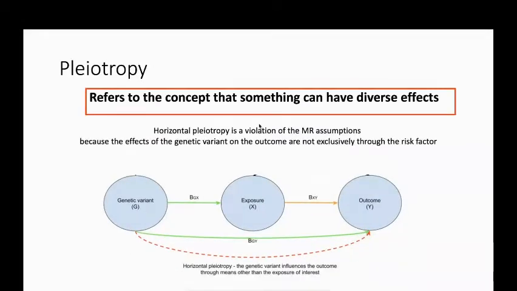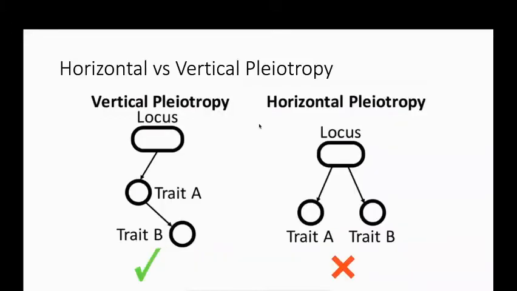And again, pleiotropy refers to the concept that something can have diverse effects. And we mentioned last session vertical pleiotropy and horizontal pleiotropy. Horizontal pleiotropy is a breach of an MR assumption, because we can see that the locus or the variant is associated with both trait A and trait B. Okay, so there are two ways this could be impacting the outcome, whereas with vertical pleiotropy, trait B is a downstream effect of trait A. So actually it's not an alternative path, it's just on the causal pathway.